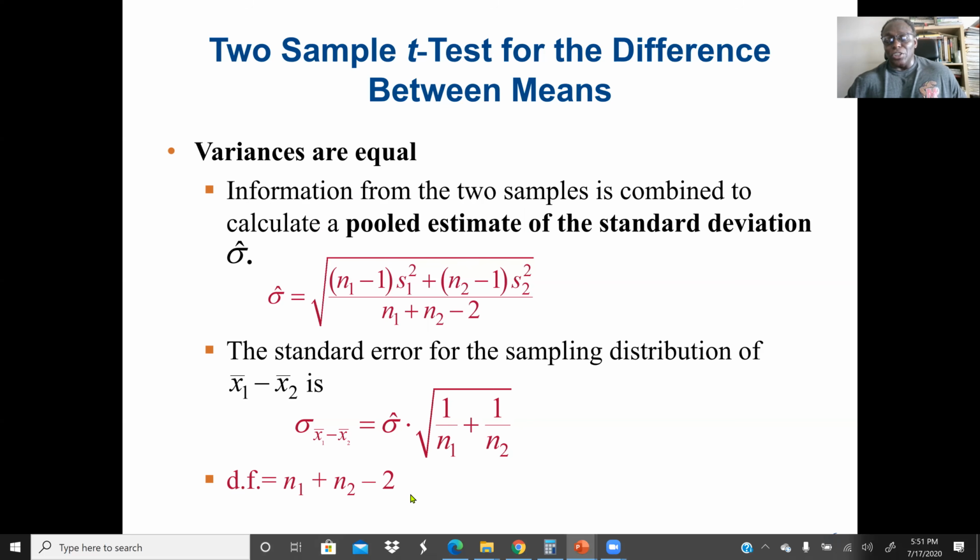Why do we need degrees of freedom here? Because we are using the t-distribution. When we are using the standard normal table or the z-test, we don't need degrees of freedom in the table.